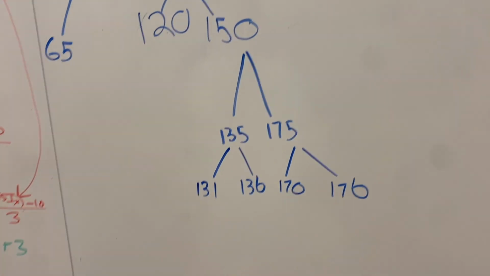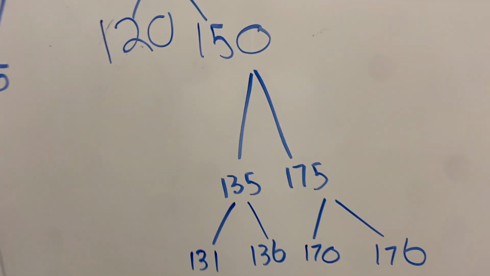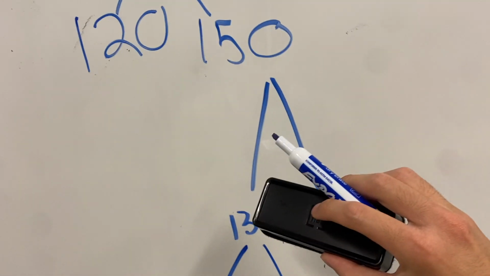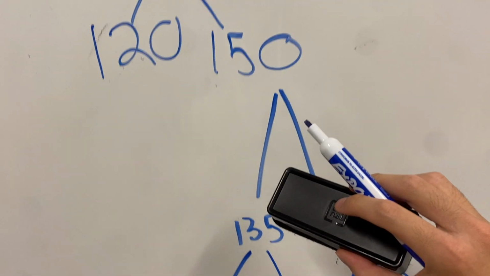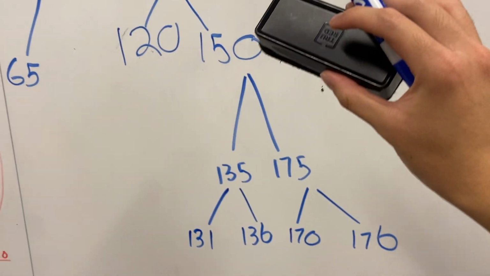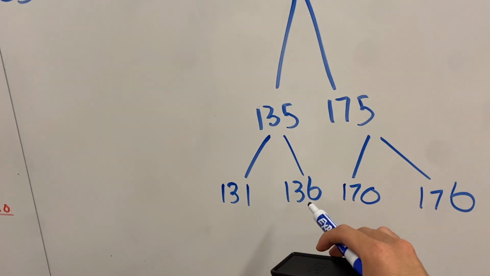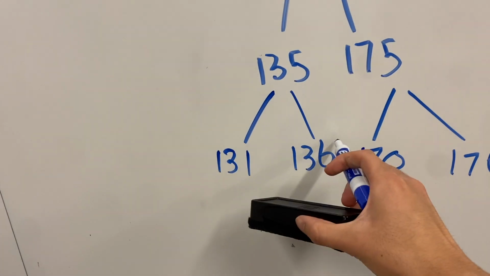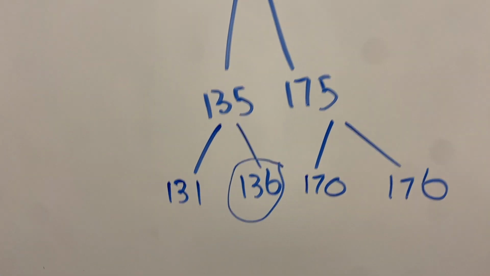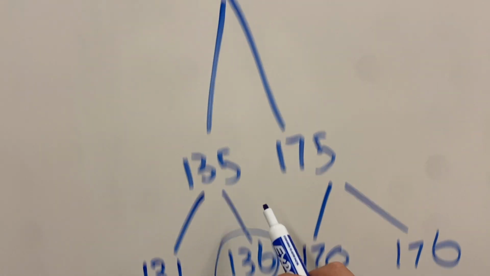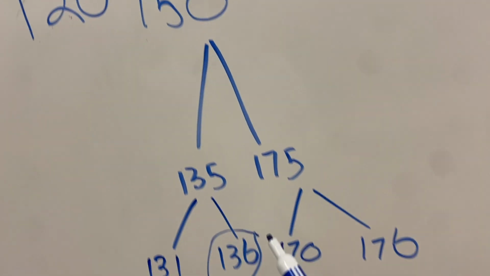One is called the predecessor. So what that means is that we're going to look at the left branch of 150, and we're going to find the value that is the largest in the left subbranch. That means it's the rightmost element in the left subbranch, which is 136 in this case. So that is our predecessor. So we can use 136 to replace 150 over here.